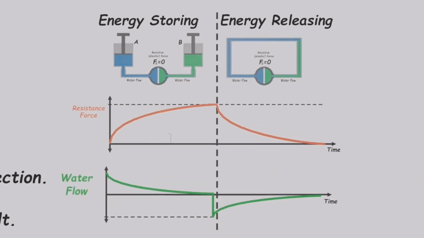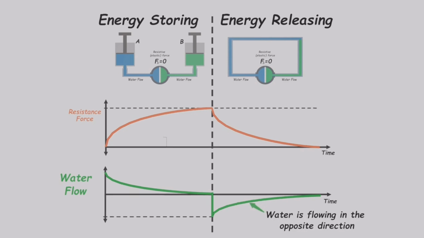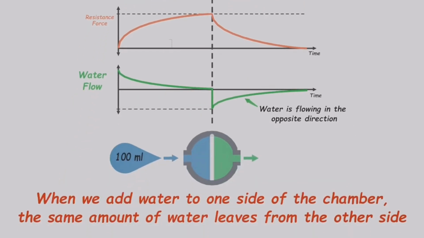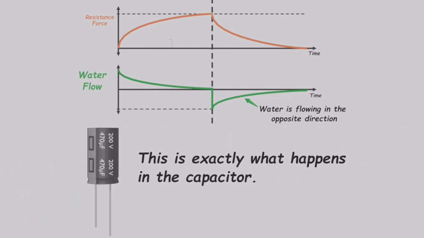Let's compare these two situations. Understanding this water analogy will help you better understand how capacitors work. The negative water flow indicates the water is flowing in the opposite direction. It's important to note that when we add water to one side, the same amount of water leaves from the other side. This is how a capacitor works.